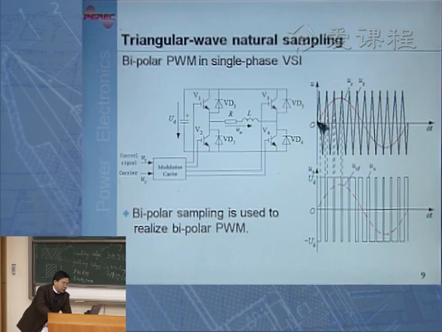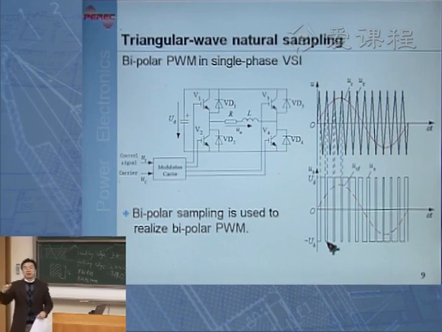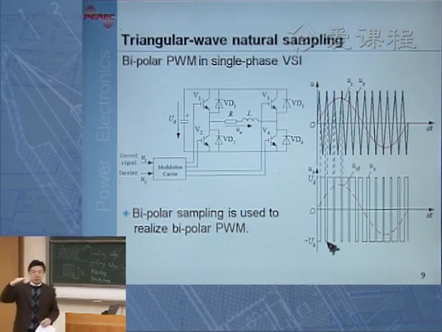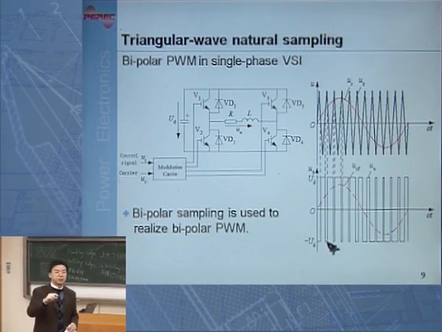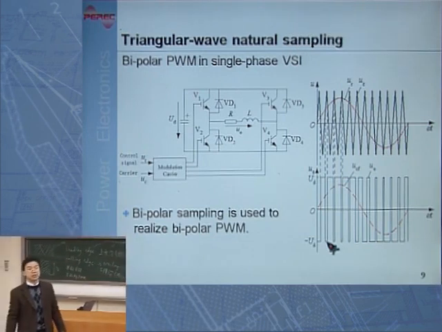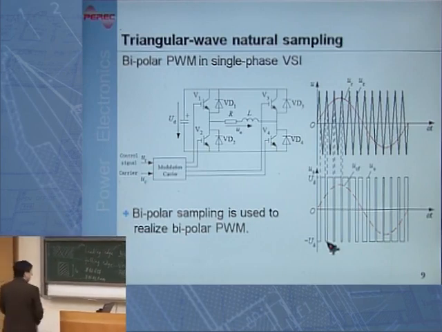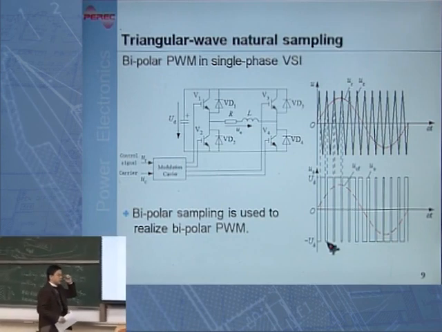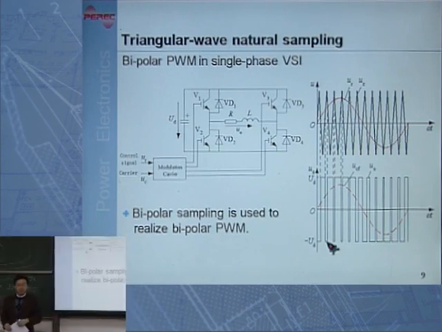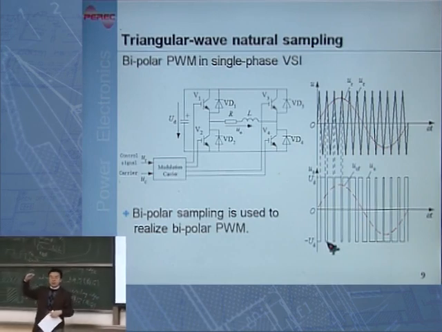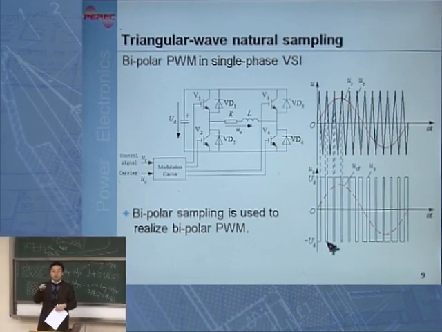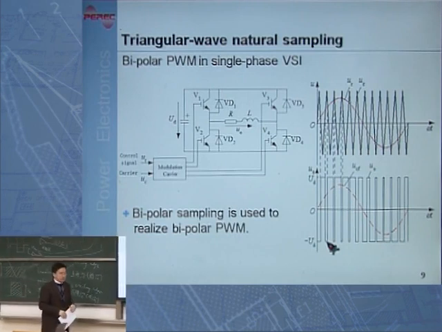And when the modulating signal is smaller than, let's say for this part, the carrier signal, I'm generating a negative output voltage, not zero. Remember, in the previous case, when the modulating signal is smaller than the triangular wave signal, I'm generating zero. But in this case, I'm not generating zero, I'm generating negative. So the actual PWM waveform I want to generate is also bipolar, either positive or negative. There is no zero level.